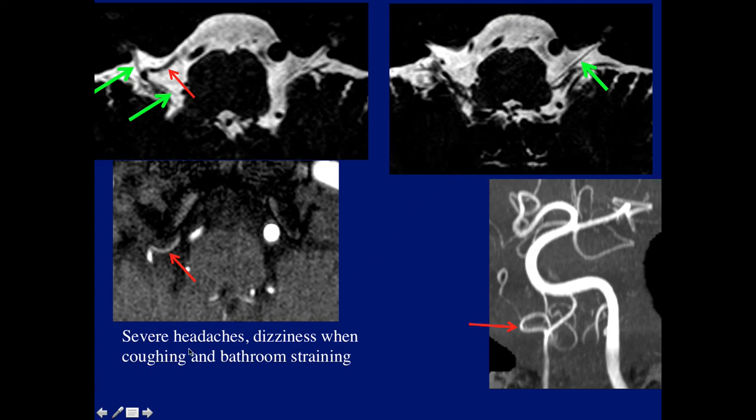Here's another patient who had severe headache and dizziness when he was coughing or straining going to the bathroom. And again, we see a PICA branch here, definitely indenting the 9th through 11th, most likely, again, with symptoms related to the 9th nerve involvement. Here we see the normal side, and there's distortion and a lot of abnormality on this side, with stretching of the nerve.